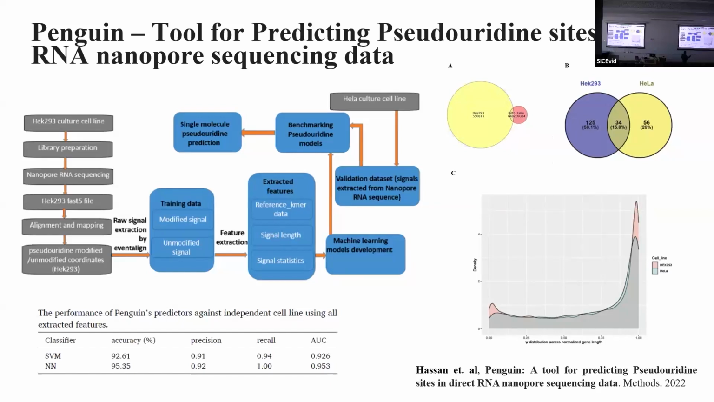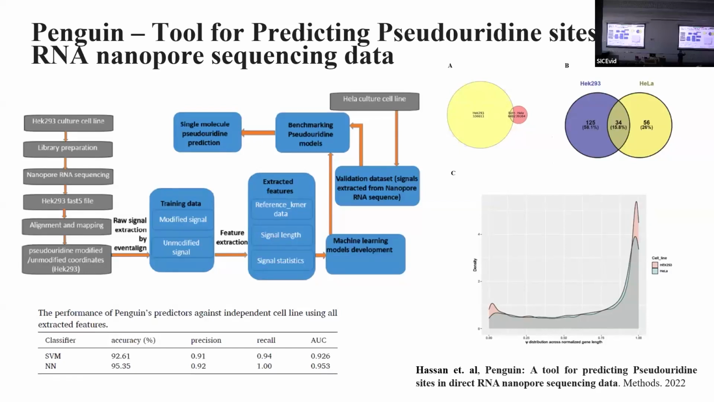This Venn diagram shows about 55,000 sites detected in HEK, but about 40,000 or 45,000 detected in HeLa. There is some overlap, but not a lot. So training on one, building models on one, and testing on the other is a good way to say that the models are reproducible.